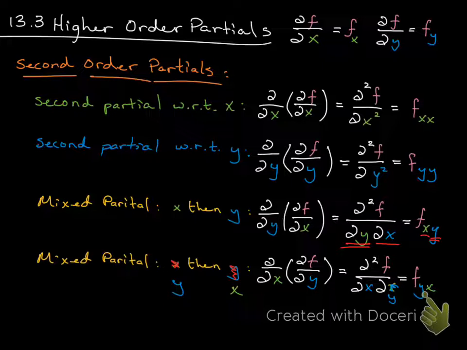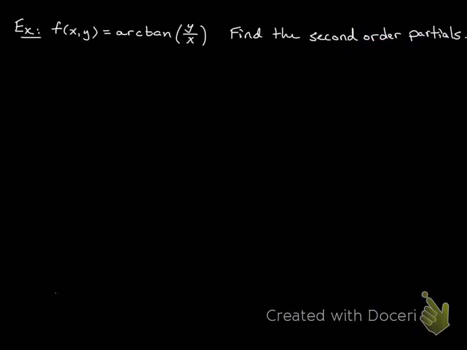So I want to do an example where I find all of these second order partials. So all of these are second order partials. Even the mixed ones are considered second order partials, right? They're just mixed. So in this example here, I have f of x, y is arctangent of y divided by x. Find the second order partials. So I wanted to do one that had a couple components, maybe some chain rule, some quotient rule, some things going on here.